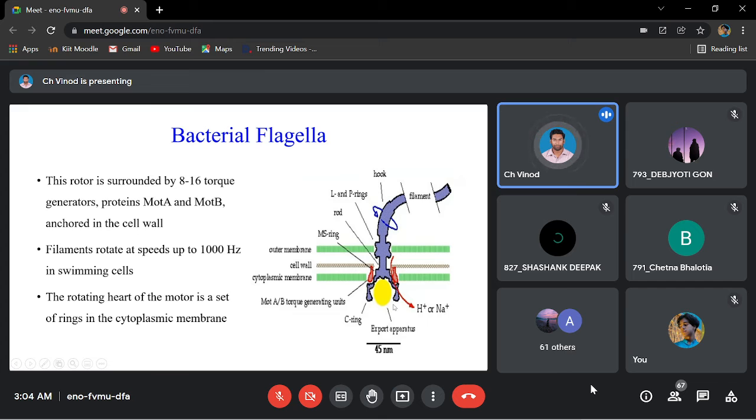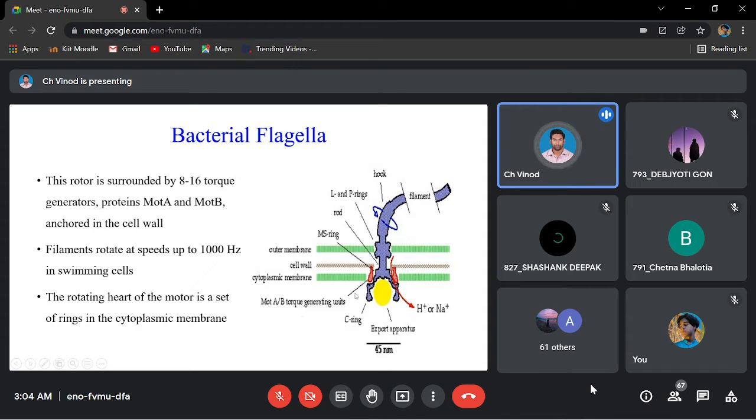As I said earlier, there are two different types of proteins: Mot A, Mot B, and Fli. Mot proteins are required for the motor activity, the generation of the rotational forces for all of these rotors, and Fli proteins are required for the direction. Whether this has to take part in a clockwise direction or an anti-clockwise direction will be set by the Fli proteins. The bacterial flagellum is going to rotate at a speed of 1000 hertz when it is going in a clockwise fashion.